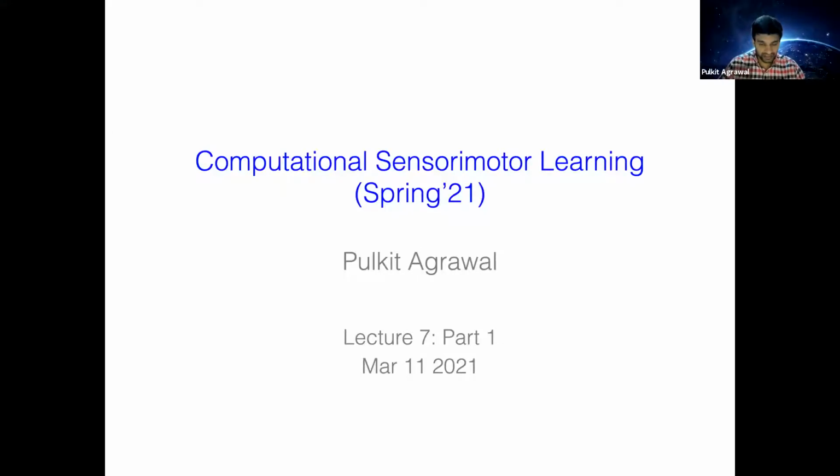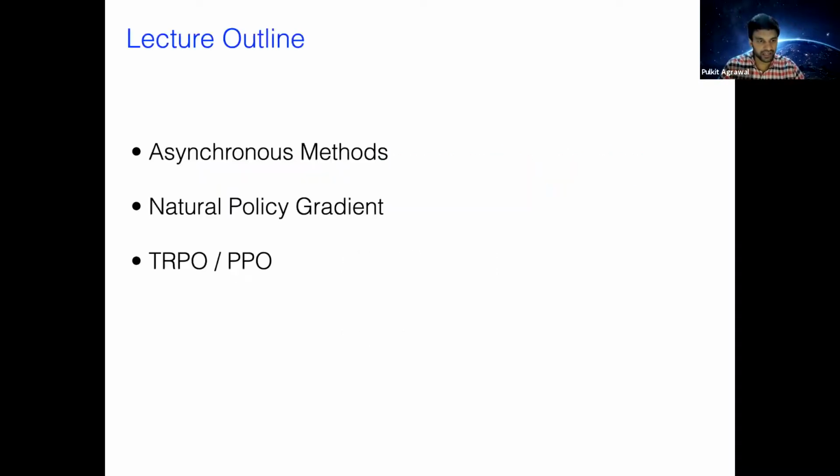Okay, so today's lecture is going to be in two parts. In part one, we are going to be talking about asynchronous methods, about natural policy gradient, and we'll briefly look at the RPO and PPO, which are some state-of-the-art algorithms. And then we will transition into the next part of the lecture, which focuses more on some practical aspects of reinforcement learning. So let's get started with the first part.